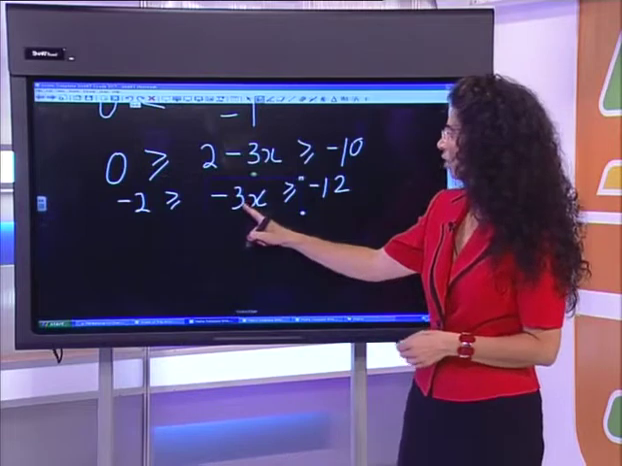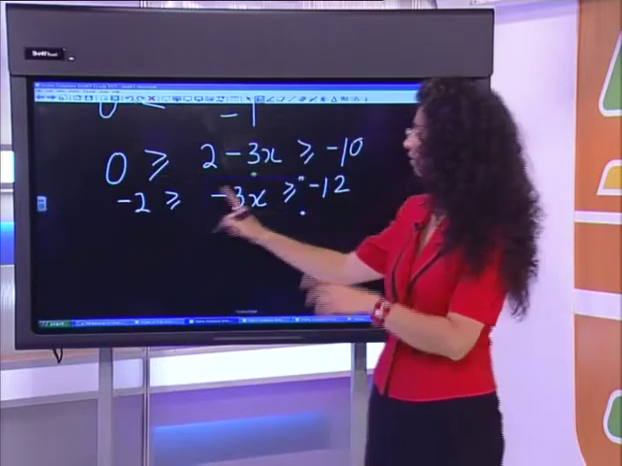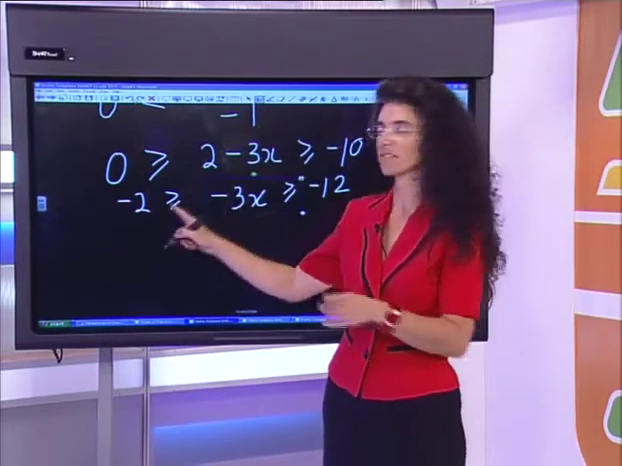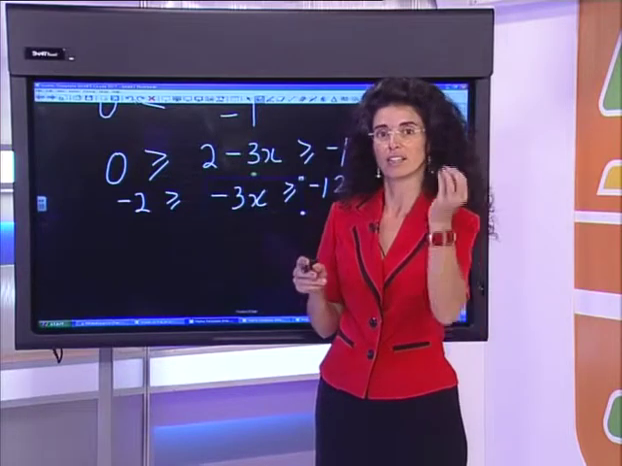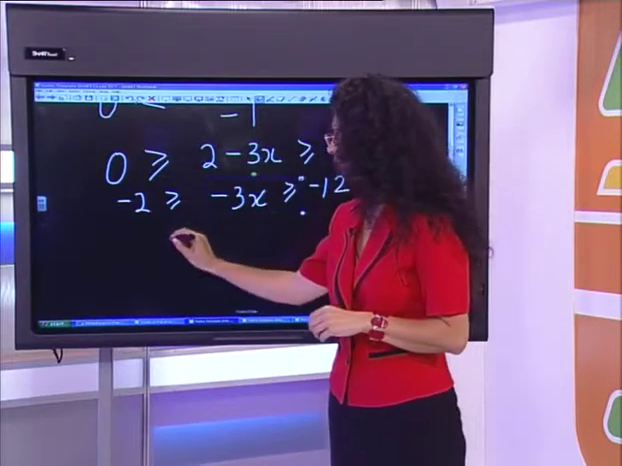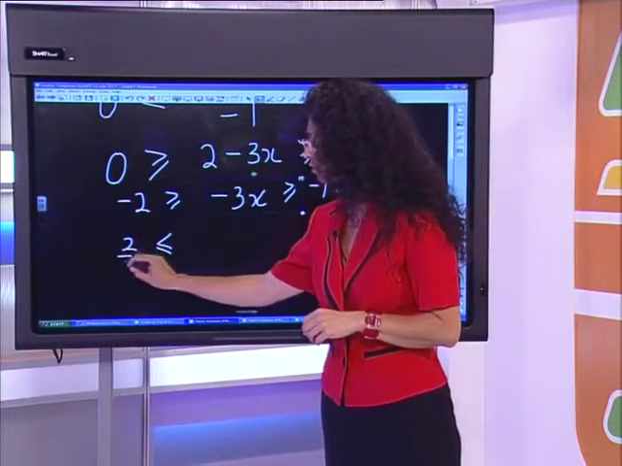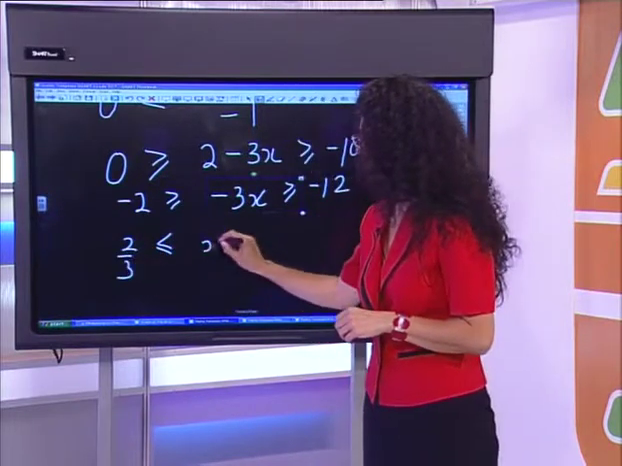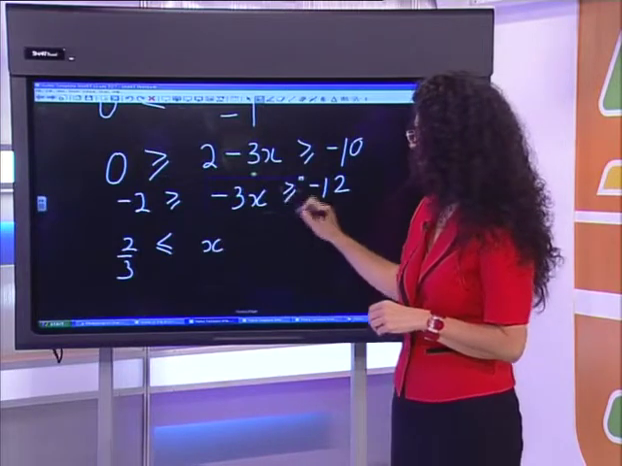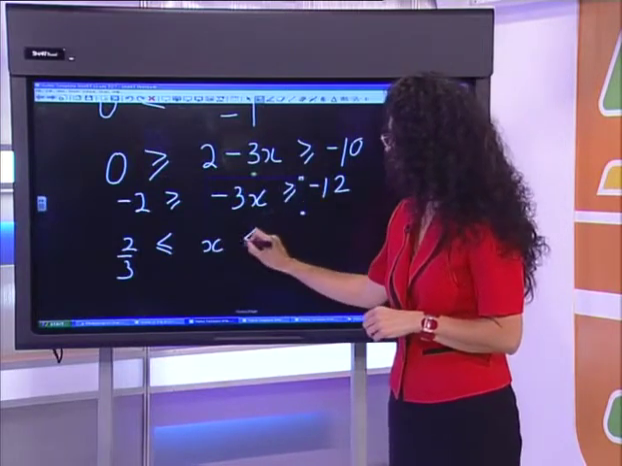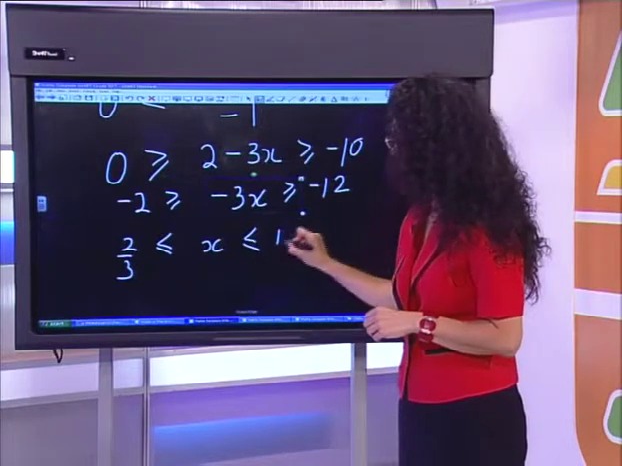negative 3. So we're now going to divide by negative 3. Dividing by negative 3 across an inequality is going to do what? It's going to reverse it. So we're going to have less than or equal to 2/3 is smaller than or equal to x. And this one's also going to reverse. So it's smaller than or equal to 4.